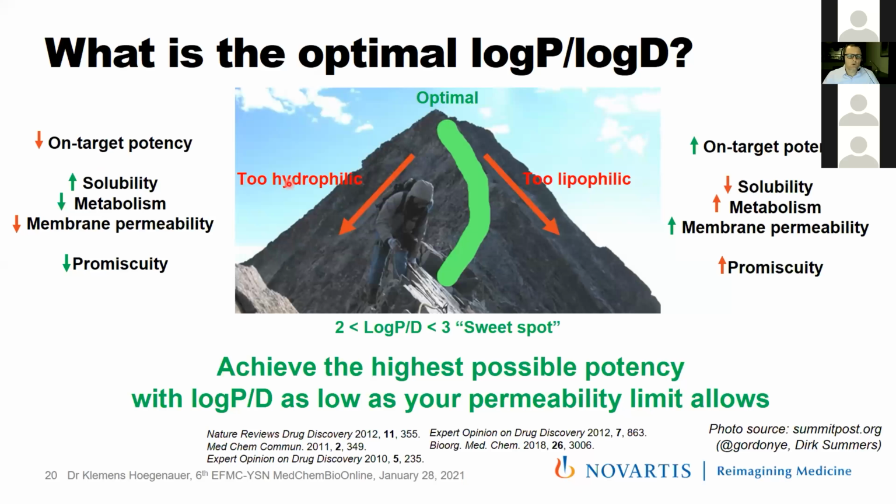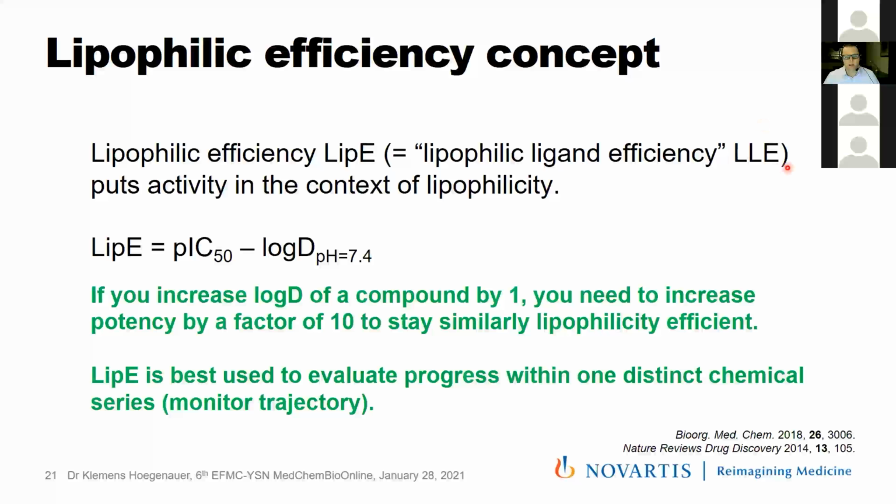There's also a concept around lipophilic efficiency or LipE, sometimes also abbreviated LLE. This concept puts the activity you have on your target in the context of lipophilicity, and this is nothing else than the negative log of your IC50. So this is the pIC50, and you take off your logD. In other words, if you increase the lipophilicity of your compound by a modification by 1 log unit in logD, you would need to increase your potency by a factor of 10 to stay in a similar lipophilic efficiency area.